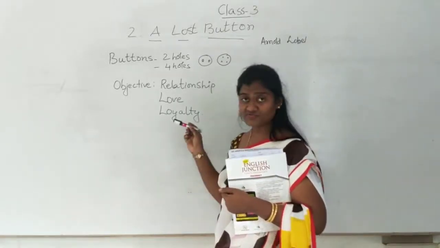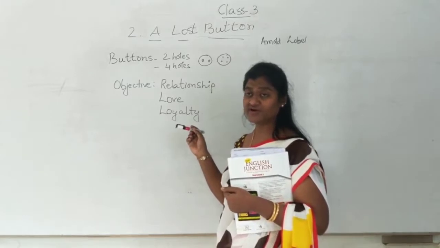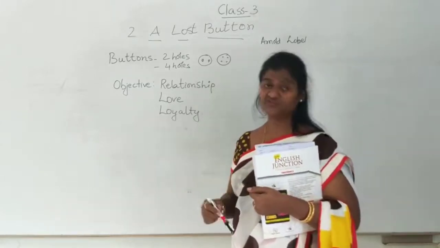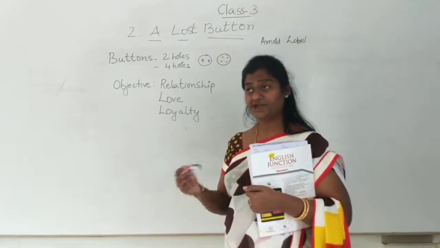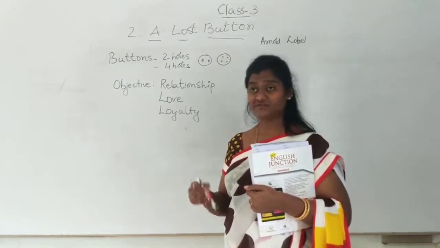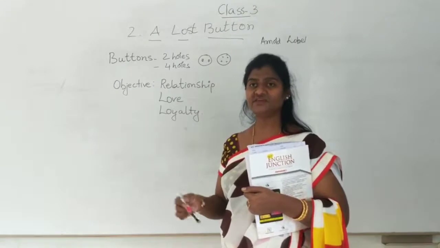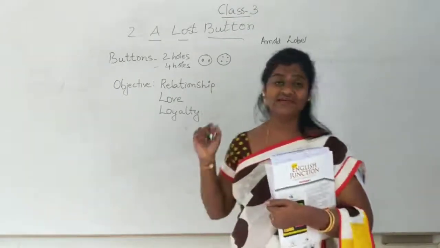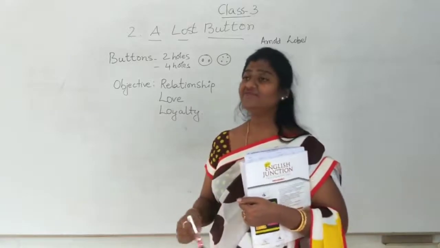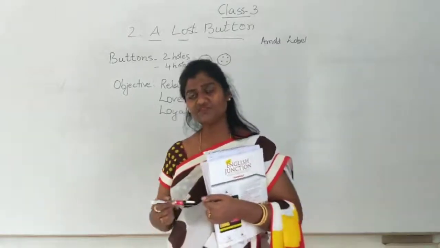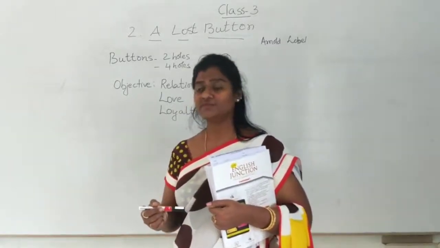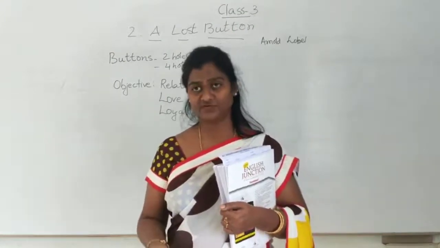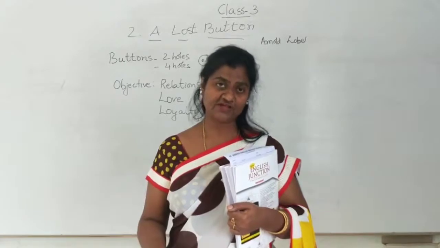So that's why we have relationships. We have love between one another, that is mother and father, mother, father and children, parents and children, teacher and children. Yes, grandparents, our relatives, our relations. We are all bound together with love. Okay, and we remain loyal. What is loyalty, children? Loyal means you should be very obedient, you should be respectful, you should value each other.